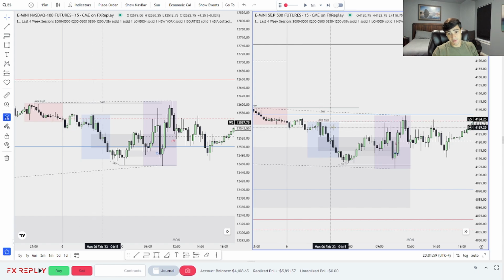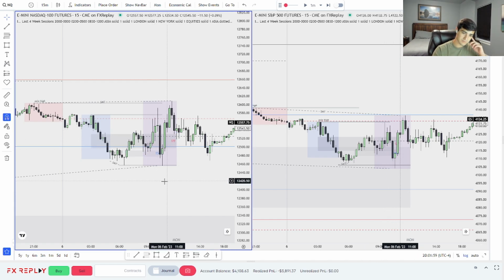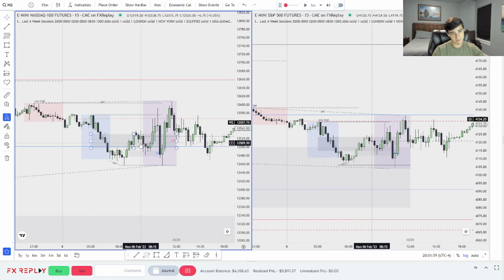There's also an SMT here, an SMT here. NQ runs out the London high, ES does not. And that leads to this move right here. So London kind of trades lower, but we don't see continuation in that direction.